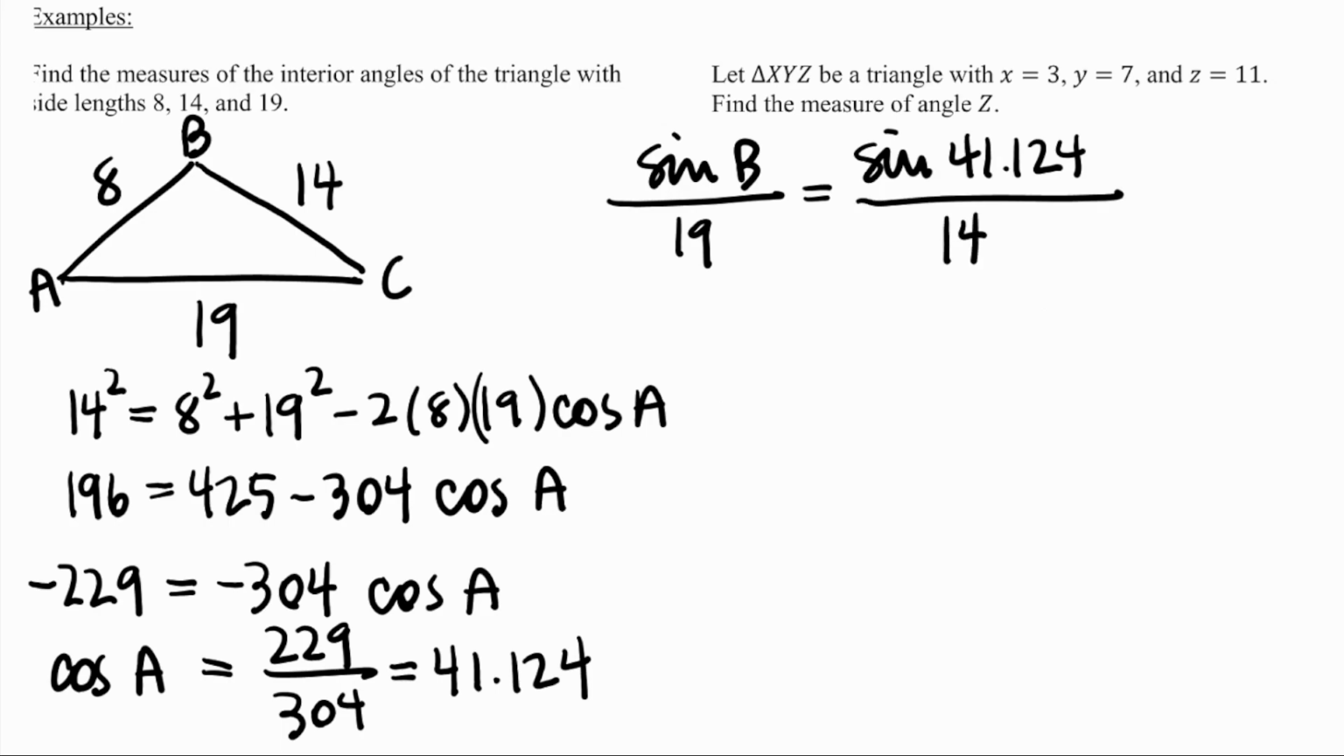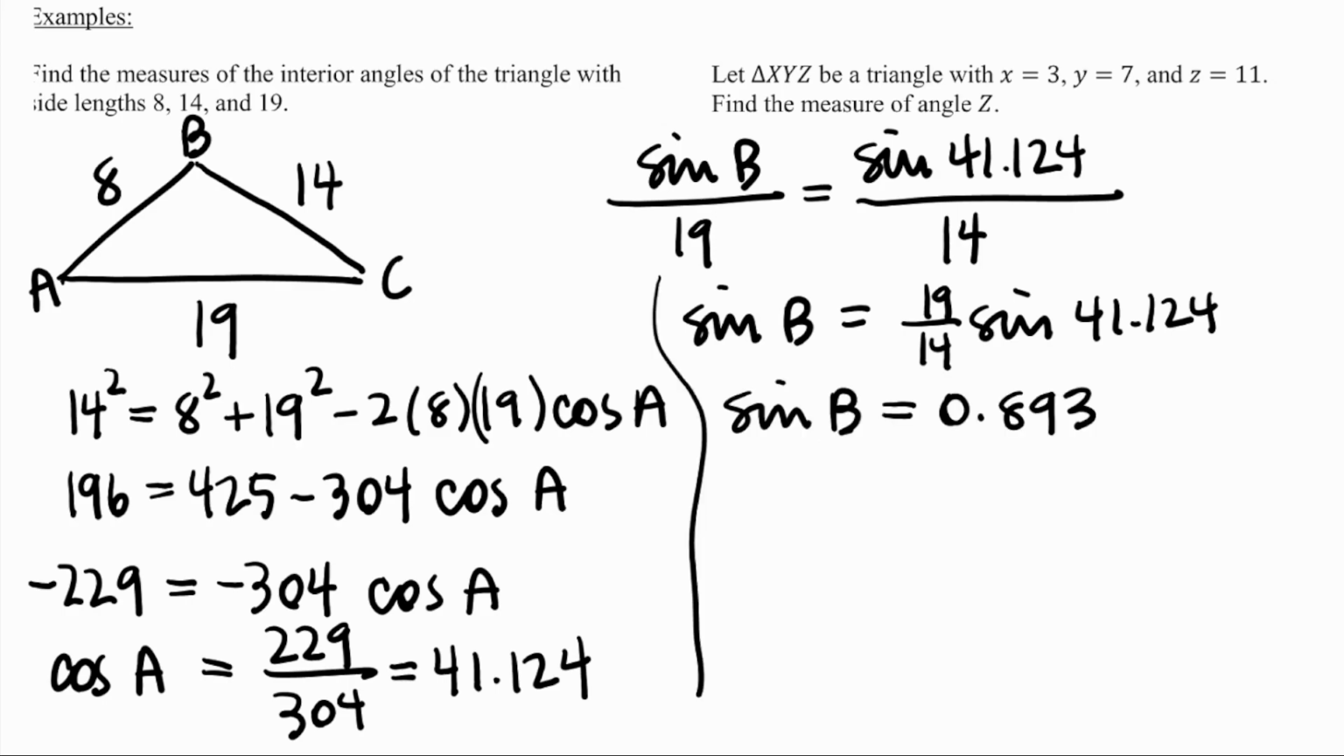And then I'll solve this one out the usual way, you know, sine of B equals 19/14 of the sine of 41.124. Actually get myself a number. And then I'll run inverse sine of 0.893. And I guess really I took inverse sine of the answer. I'm not sure if rounding off there is going to impact the third decimal of my degree measure. I somehow doubt it's going to, but I'm going to get 63.199.